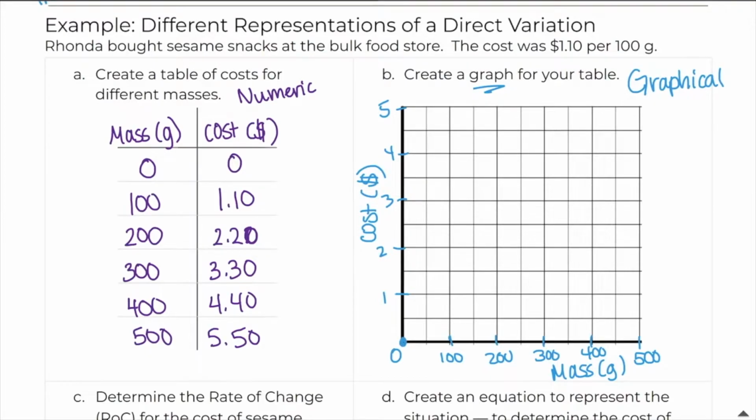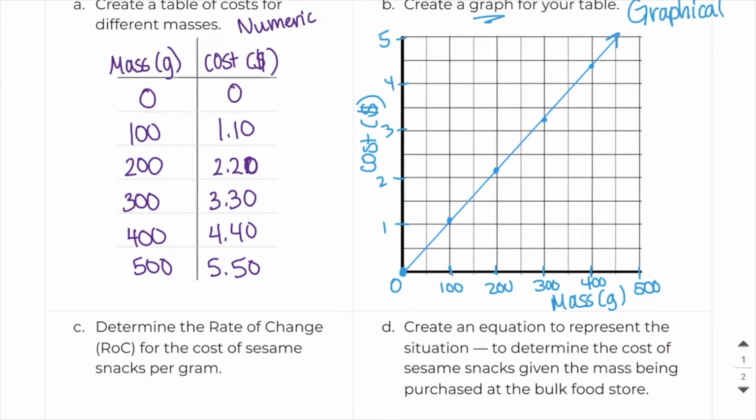We know that for 100 grams, we will pay $1.10. So I will go to 100 grams here, and then I will go up to $1.10 right here. So this is where my point is going to be. We know that 200 grams would be $2.20. 300 grams is $3.30. 400 grams is $4.40. And then the 500 grams won't fit. That's totally fine because I am going to draw a line with an arrow at the end, and the arrow right here will tell us that this will go on forever.